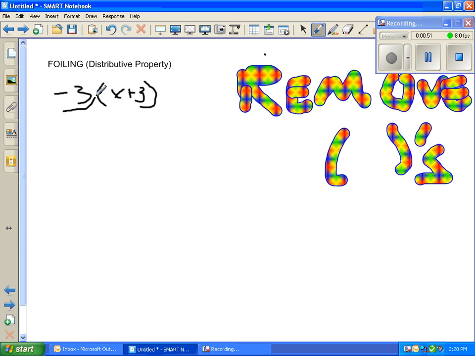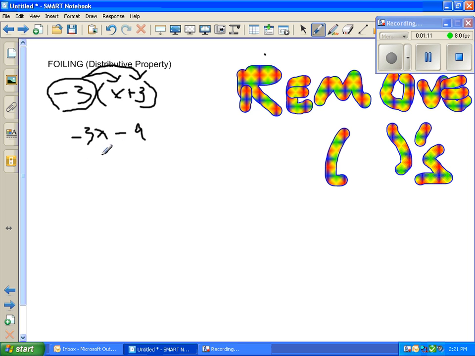That's what the distributive property is all about, removing those parentheses. So if I want to distribute, I always have to draw my arrow. This is -3, and I'm multiplying that times x. So -3 times x is just -3x. And then you distribute the -3 to the +3.